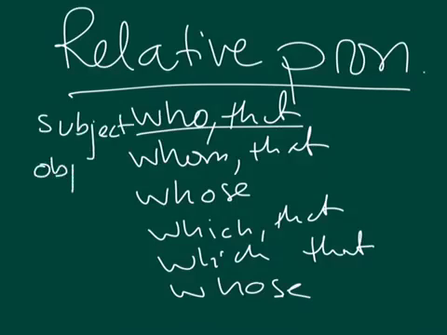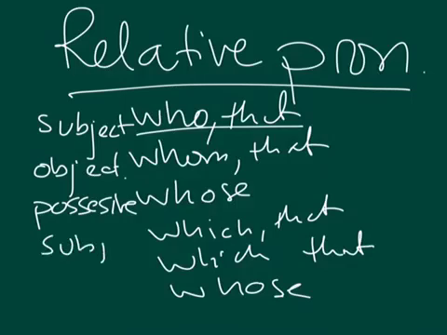Objective form here can have a whom or that. And then whose can be possessive form. And then of course the same thing goes for which and that, which would be subjective. The other one objective. And the last one possessive.